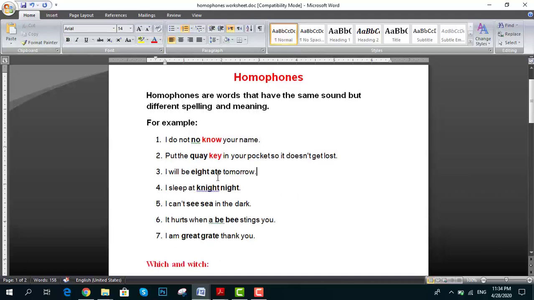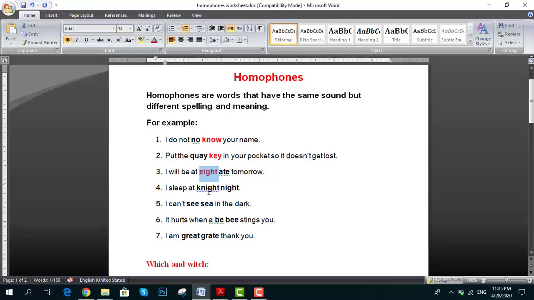I will be eight tomorrow. Maybe here we should add at. Ate here is the verb, which is to eat your food, or to eat your breakfast, or to eat the cake. Eight here is a number, okay? So we have here eight as a number. I will be at eight or ate tomorrow? Which one of them? So eight, the number.